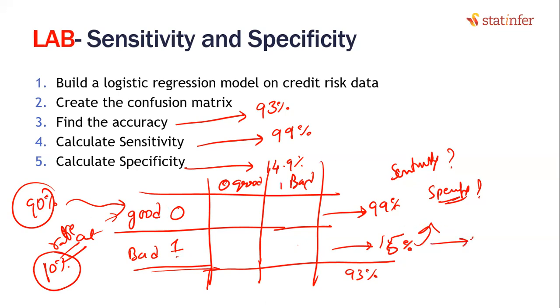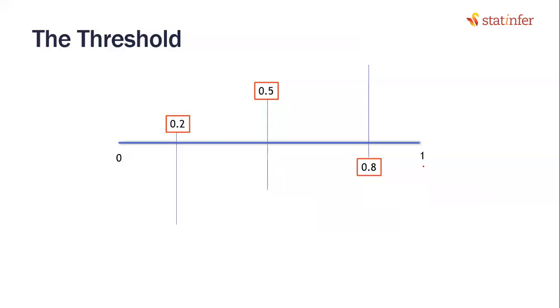Is there a way to increase this probability? Is there a way to increase this? Here is the solution. Look at this carefully. Imagine 1 means bad customer, here in our case 0 means good customer.